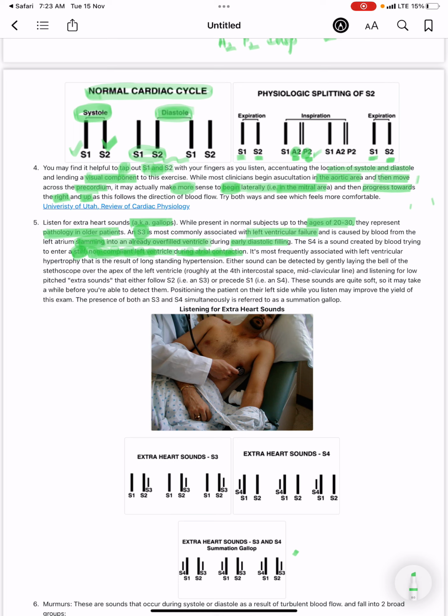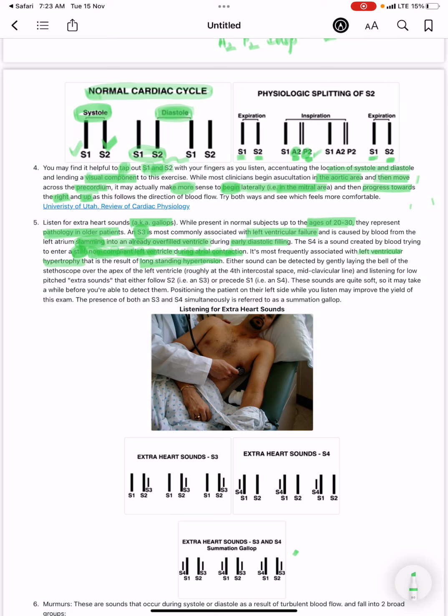When do we get this S4? Most frequently with left ventricular hypertrophy, which is a result of long-standing hypertension. So if you are suspecting congestive heart failure, look for S3. S4 means left ventricular hypertrophy, from long-standing hypertension.